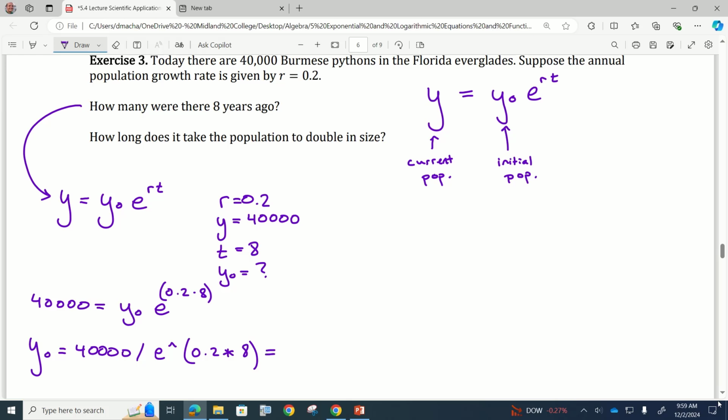And some of you have already done this, and you said it was $8,075. Okay. Yeah, so that seems about right. So if today you count 40,000, that means 8 years ago, there's probably only 8,000 of them. They're just reproducing really fast.